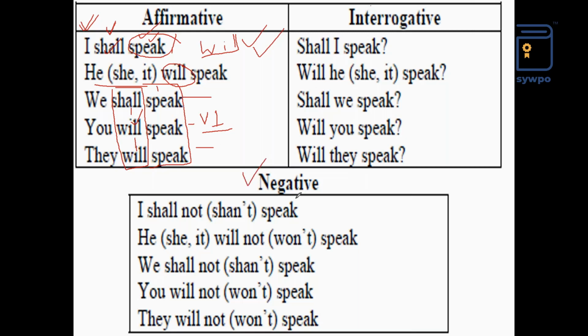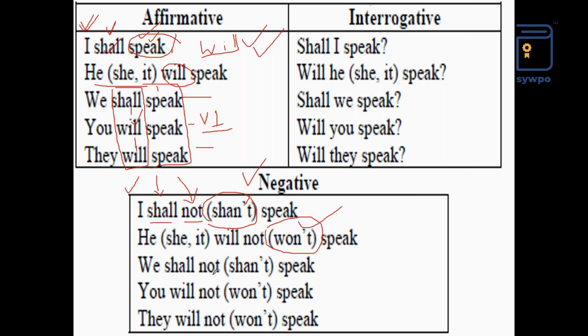If you notice here the negative, how we write the negative, just like in any other tenses, we write the subject first, and then comes the shall or will verb, and after that we write the negative not. You can also write it in short, by removing the o and putting an apostrophe. So I shall not speak, or you can say I shan't speak. He, she, it will not speak, or you can say he, she will, won't speak. So both of them are correct.